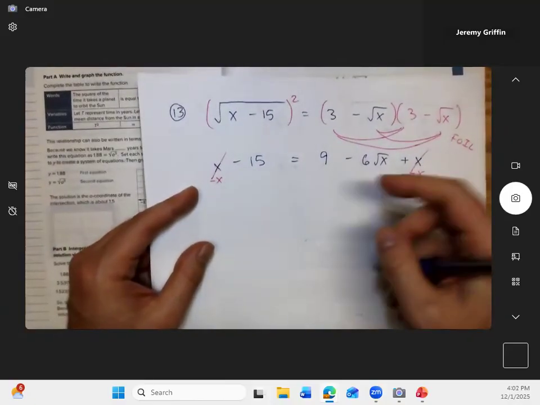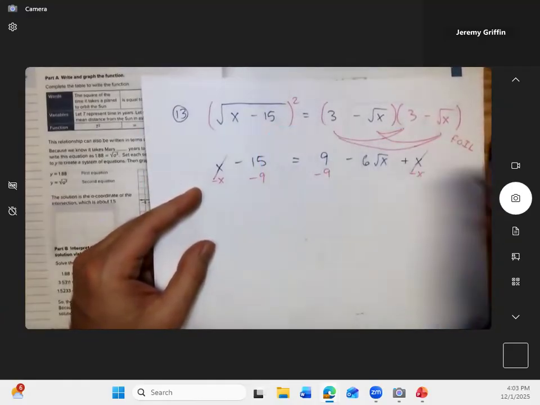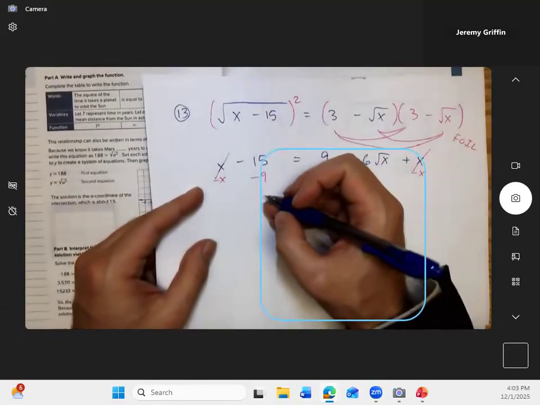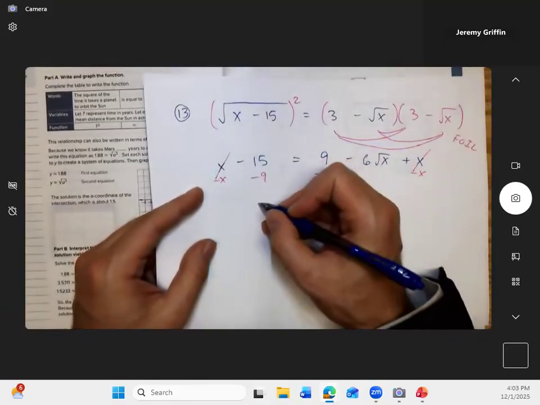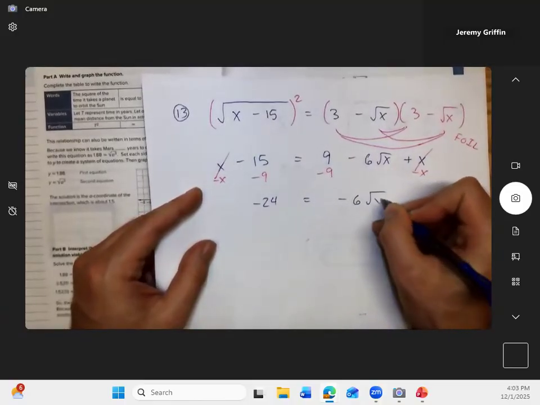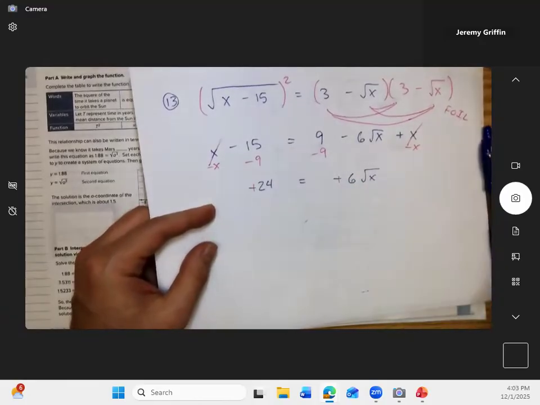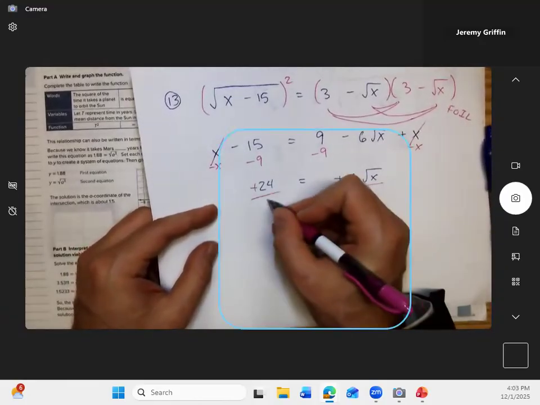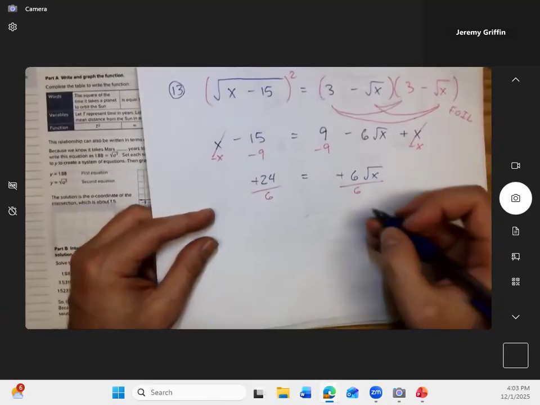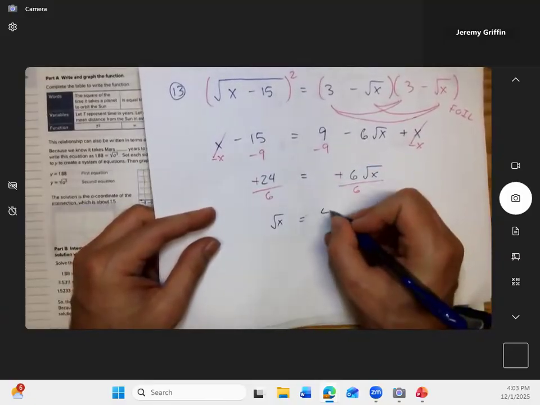And then, okay, let's do minus sign on both sides. Minus sign, minus sign. So this gives me negative 24 equals negative 6 root x, right? Now, I should cancel off the negatives. Let's divide both sides by 6, right? And then I get the root x is equal to 24 over 6, which is 4.